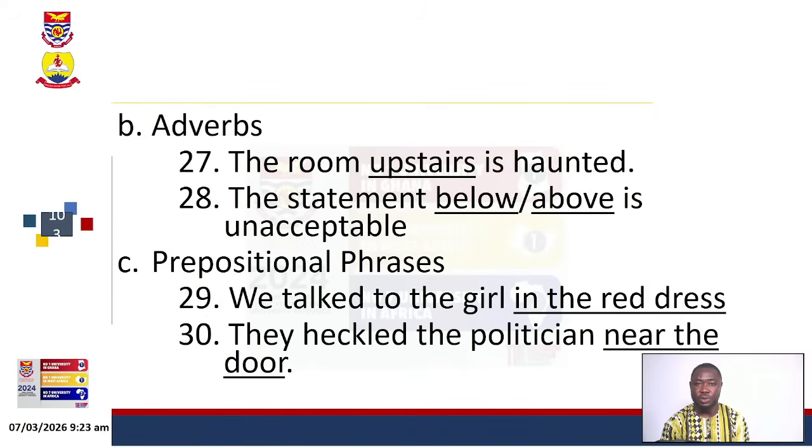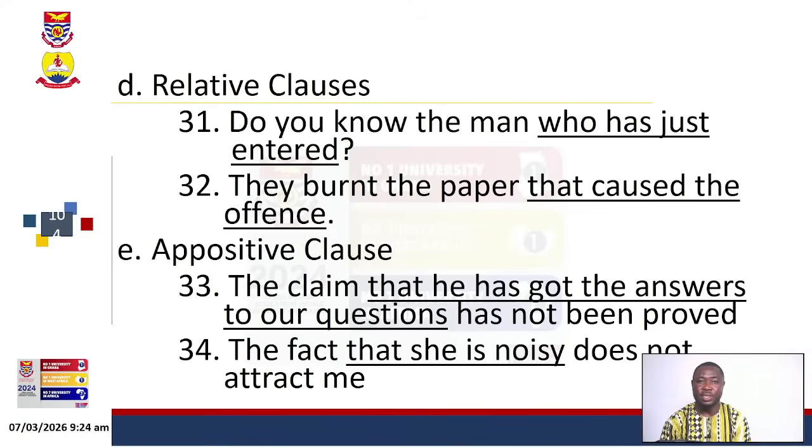For example, we talked to the girl in the red dress. They heckled the politician near the door. The politician who is near the door was heckled. The girl who is in the red dress was talked to or spoken to. Okay. Good. There can also be relative clauses post-modifying the noun.